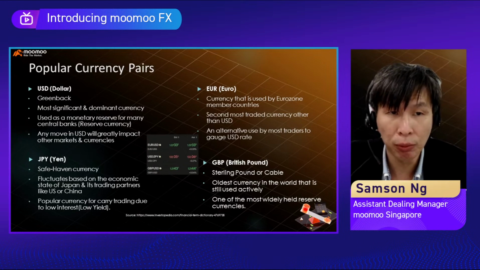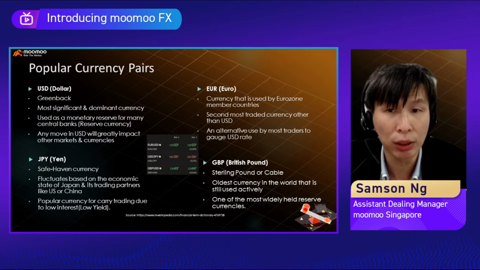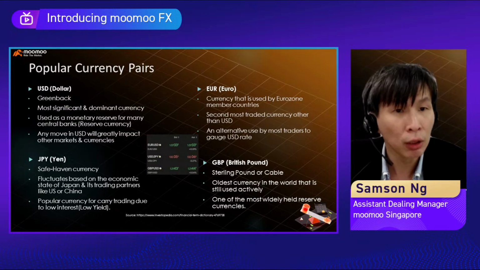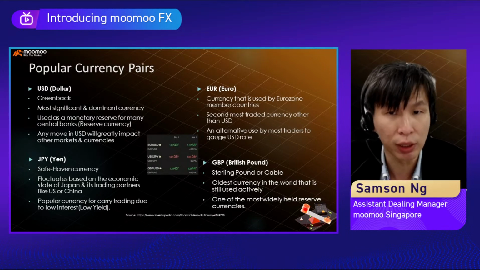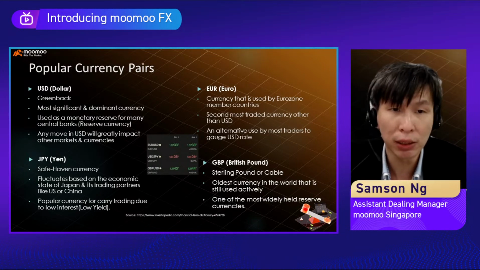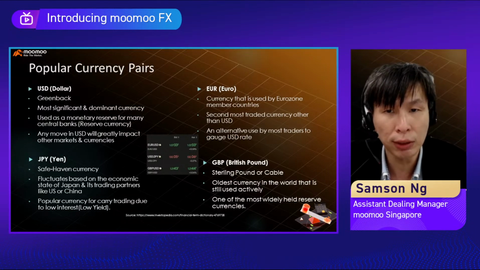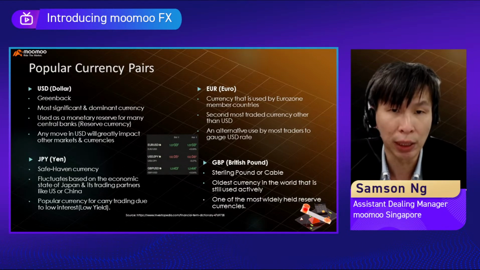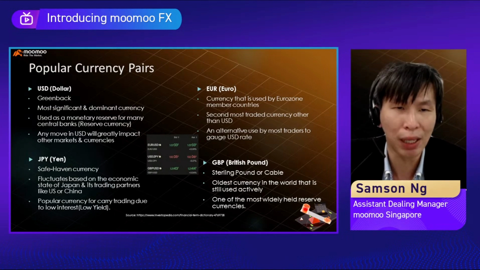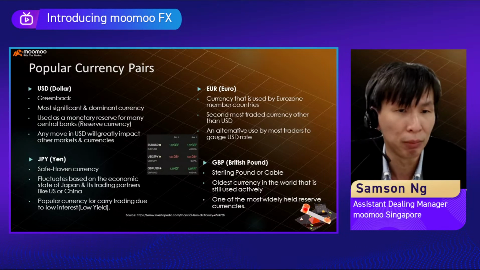Next, I will share briefly more on the popular currency pairs. Firstly, the US dollar, commonly known as the greenback or the king dollar, is the most dominant and significant currency in the world right now. Many central banks use the US dollar as a reserve currency. The reserve status is largely based on the size and strength of the US economy and its financial market. Any movement in the US will greatly impact major financial markets and the other currencies that are correlated to them.